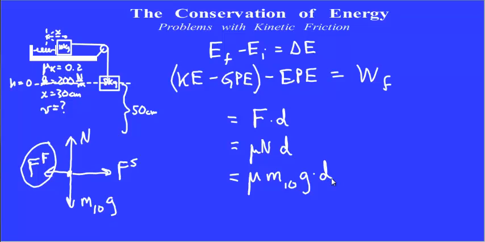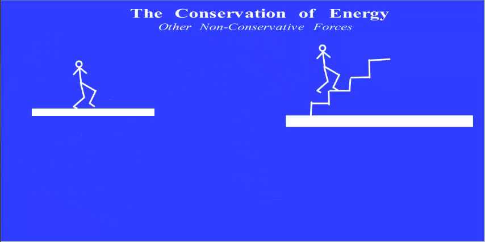And remember that even though this includes a force, it's a force times a distance, so all of this is going to work out to joules. Okay? All right, one last example. Let's look at other non-conservative forces. Okay, we're just going to look at this conceptually. What if other non-conservative forces are working besides kinetic friction like we just studied?